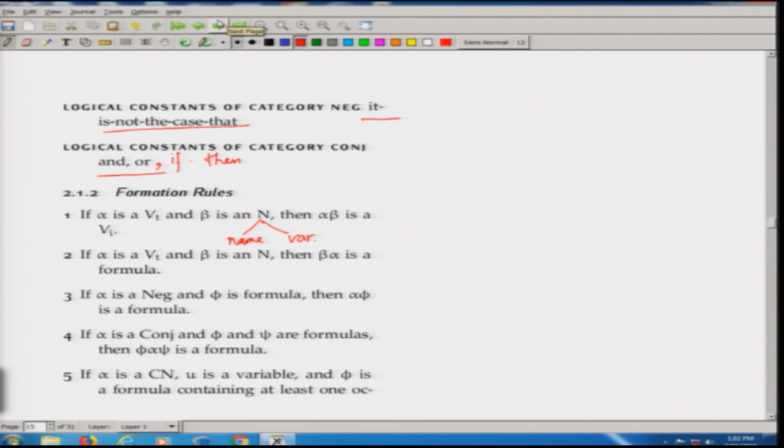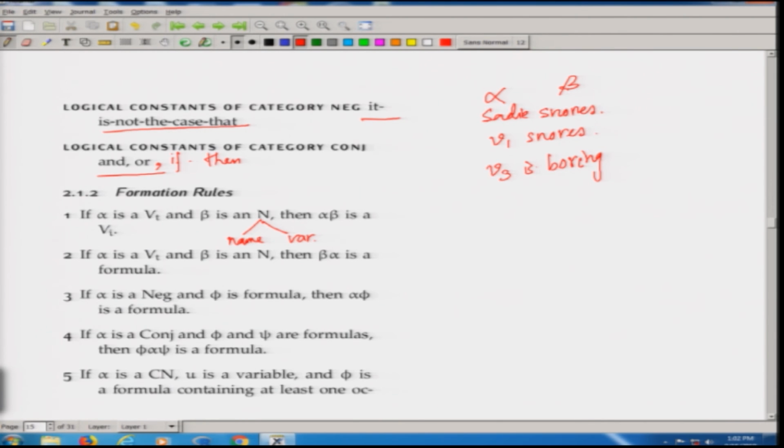So we can have something like Sadie snores, or we can have V1 snores, or we can have something like V3 is boring. We can have all these constructions. You see alpha beta, so this is alpha and this is beta. So this is the first rule.